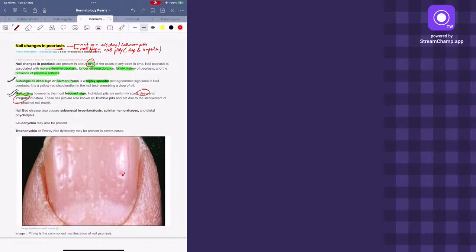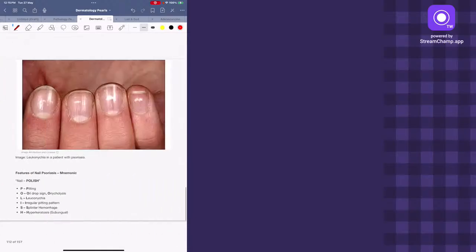See, it is very deep and irregular. These nail pits are also known as thimble pits and are due to involvement of the proximal nail matrix. Nail bed involvement includes subungual hyperkeratosis, splinter hemorrhages, and distal onycholysis. Leukonychia may also be present. Trachyonychia and 20 nail dystrophy may also be present in severe cases. Basically the other changes are not so pathognomonic. See, leukonychia also differentiates it from lichen planus.